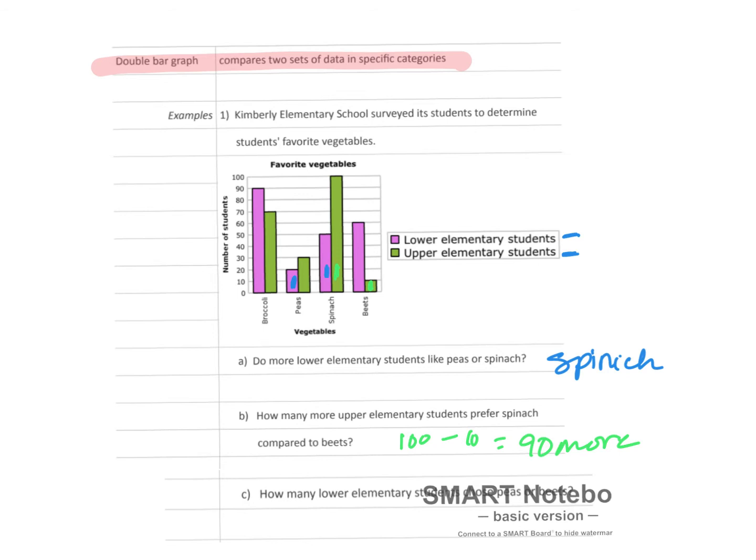And the last question, how many lower elementary students chose peas or beets? So again, we're looking at lower elementary, peas and beets. So we're looking at this one and this one. We're going to put them together. So we have 20 for peas and we have 60. So that means 80 students chose peas or beets.